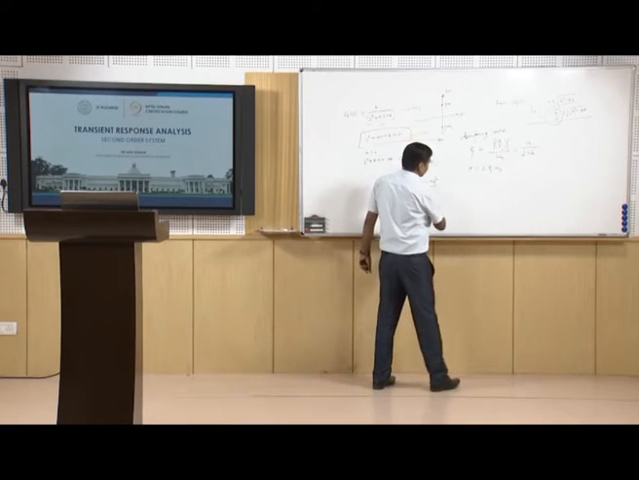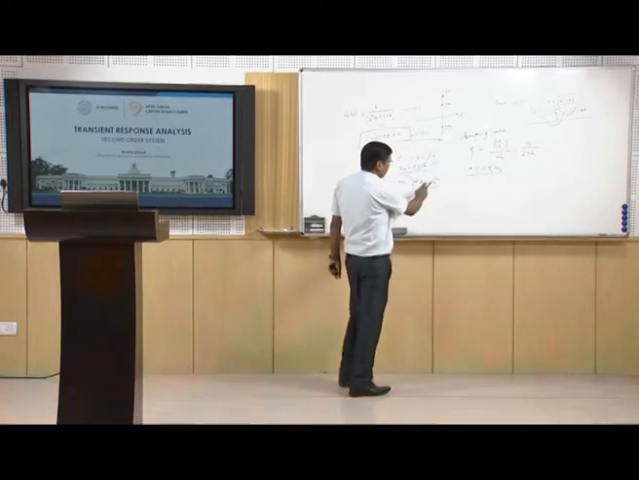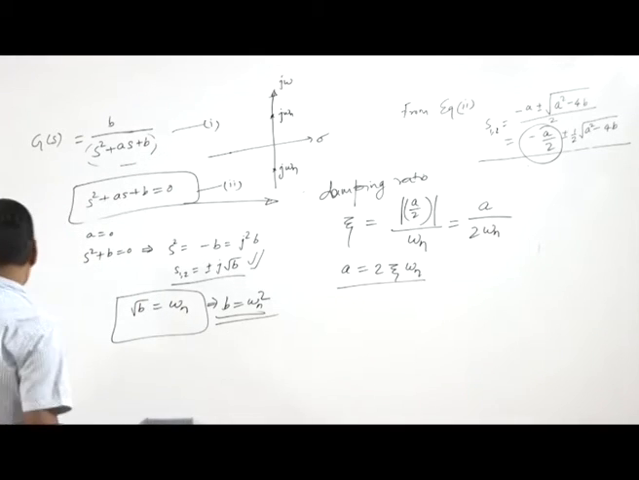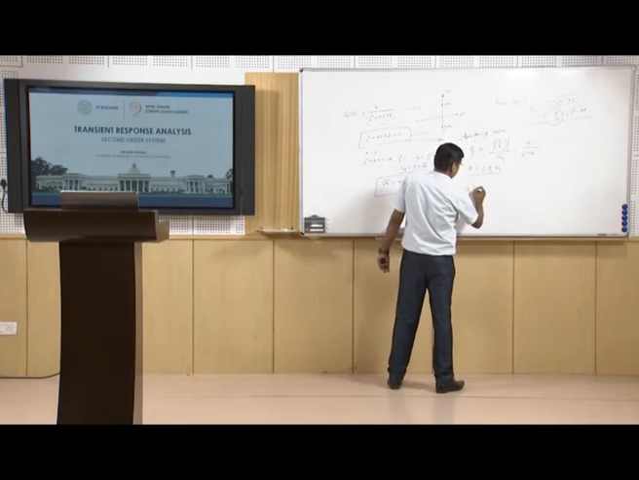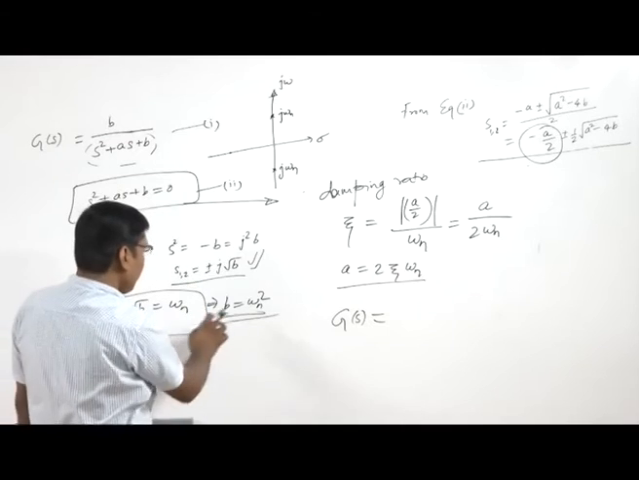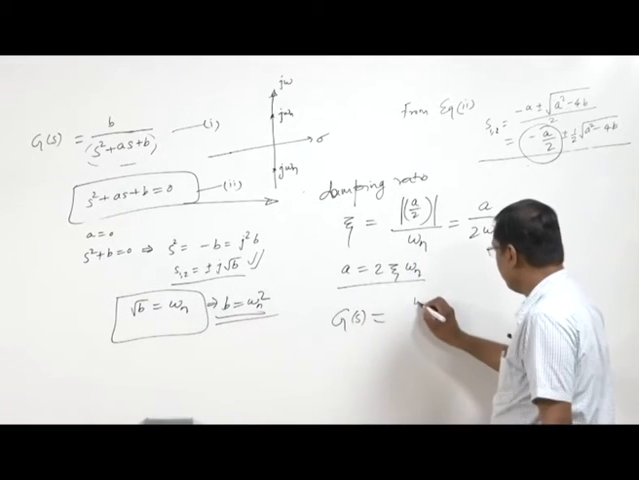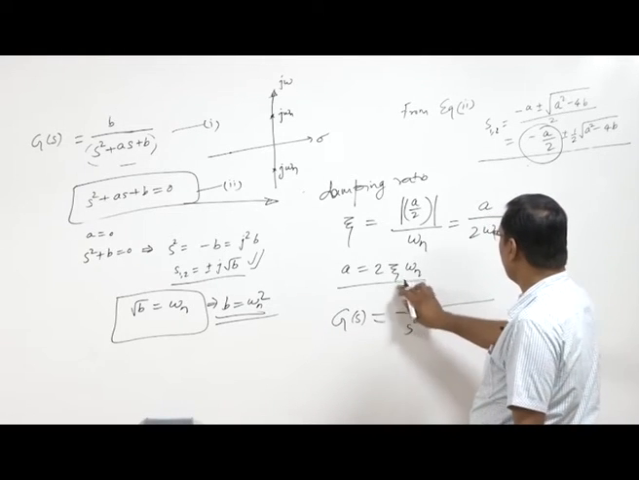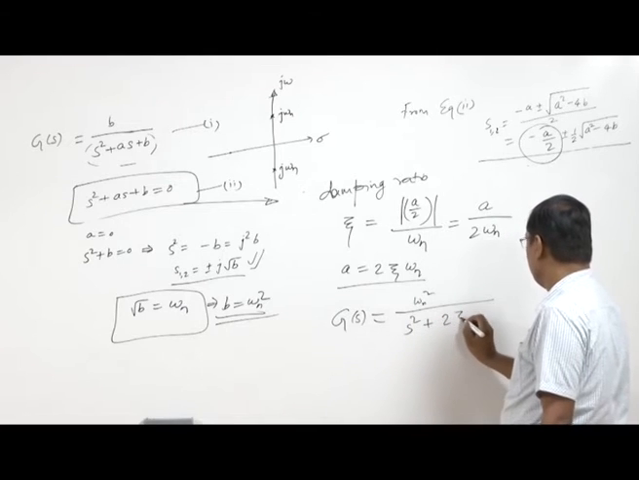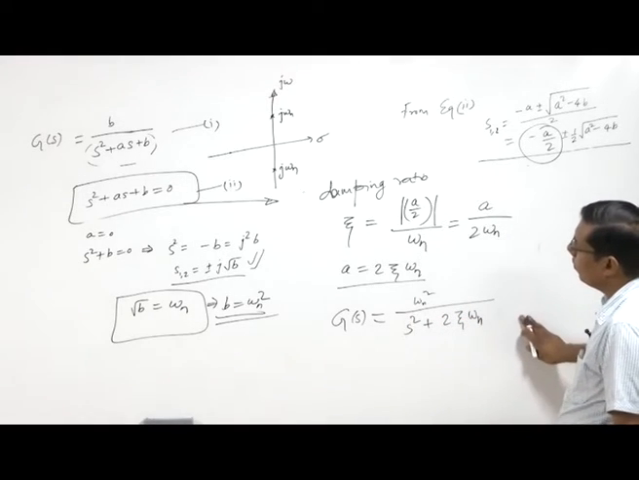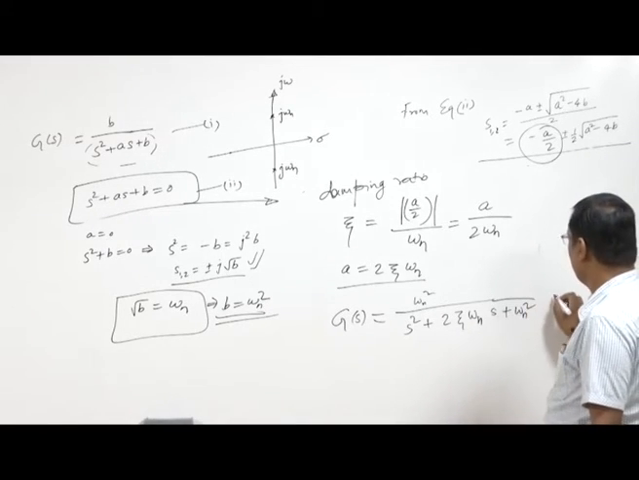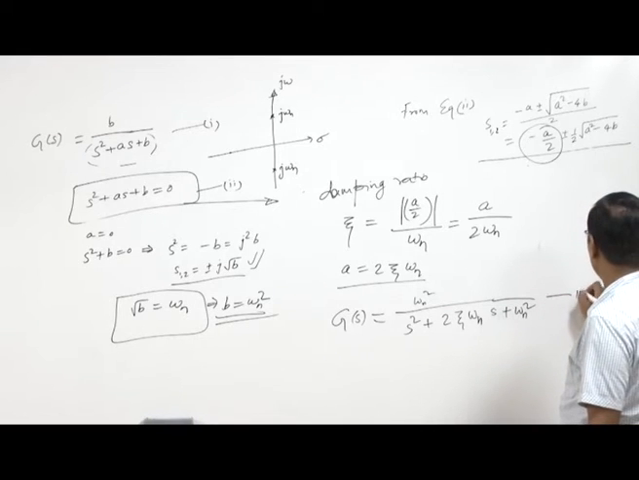Now we can express A and B in terms of damping ratio and natural frequency in equation 1, and so we can convert this equation, the transfer function G(s), equal to, so here B equal to omega n square, so we put omega n square upon s square plus A equal to 2 zeta omega n into s plus omega n square. Let us say equation number 3.